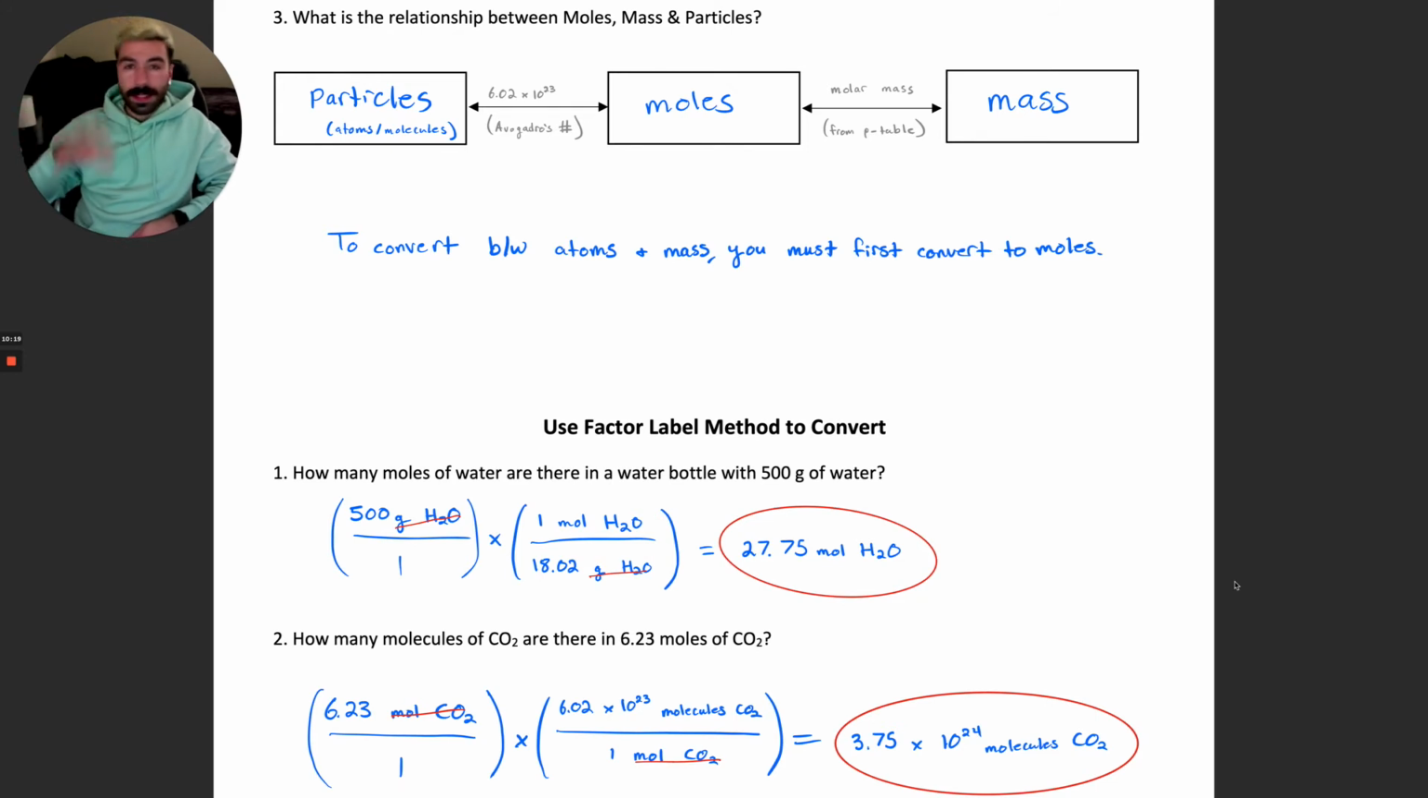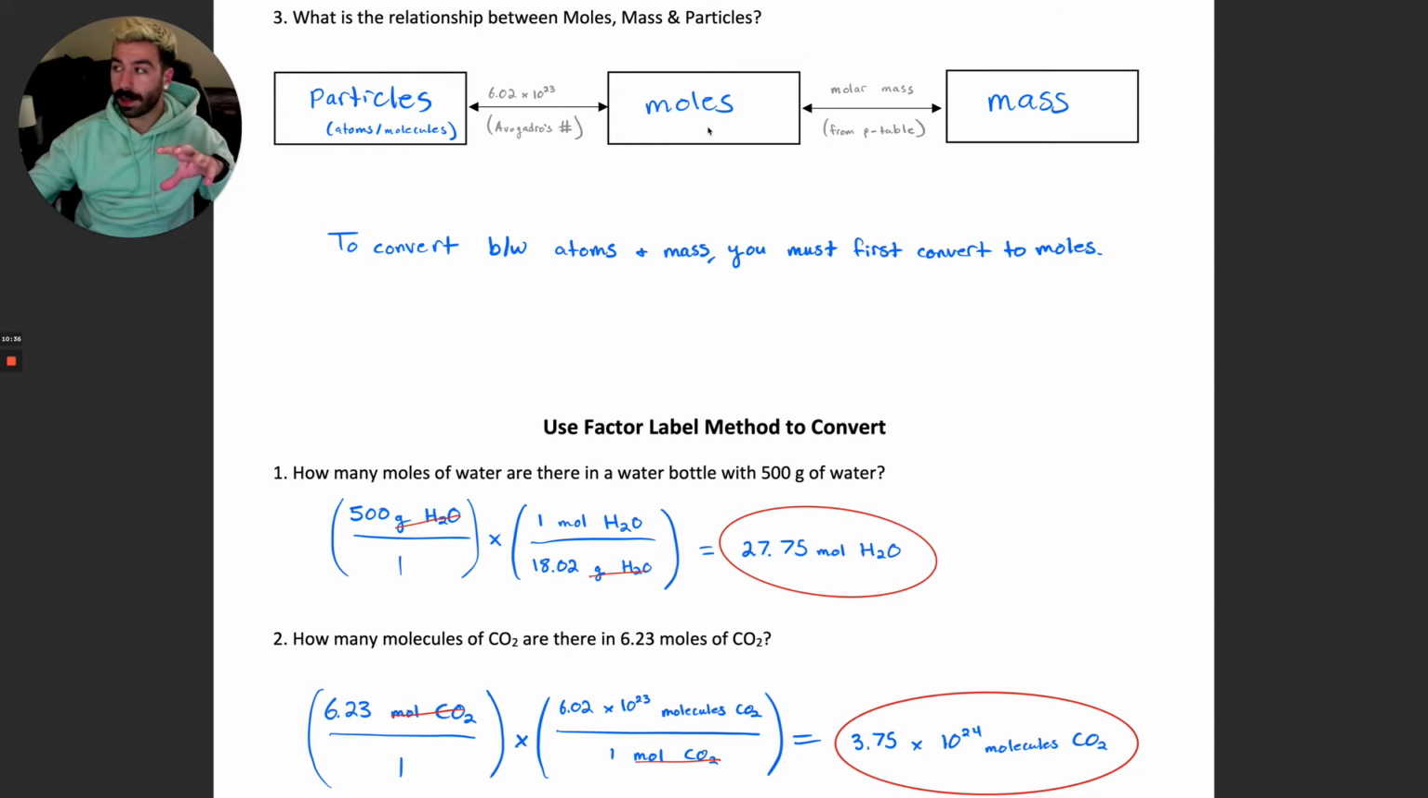So if you think back to 8.0, we learned the factor label method and all about converting units. And the reason that the mole really matters is because it allows us to convert between things. And we'll see this more as we start applying this to chemical equations. But you can kind of think of moles as our base unit.